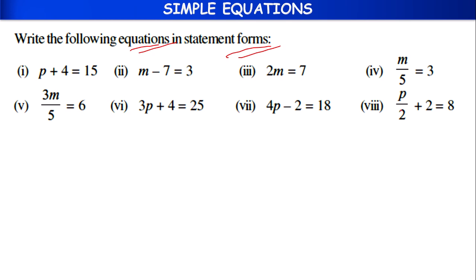So remaining questions you have to try. Or if we take this fifth one, 3 by 5 parts of m is equal to 6. Like that we can write.